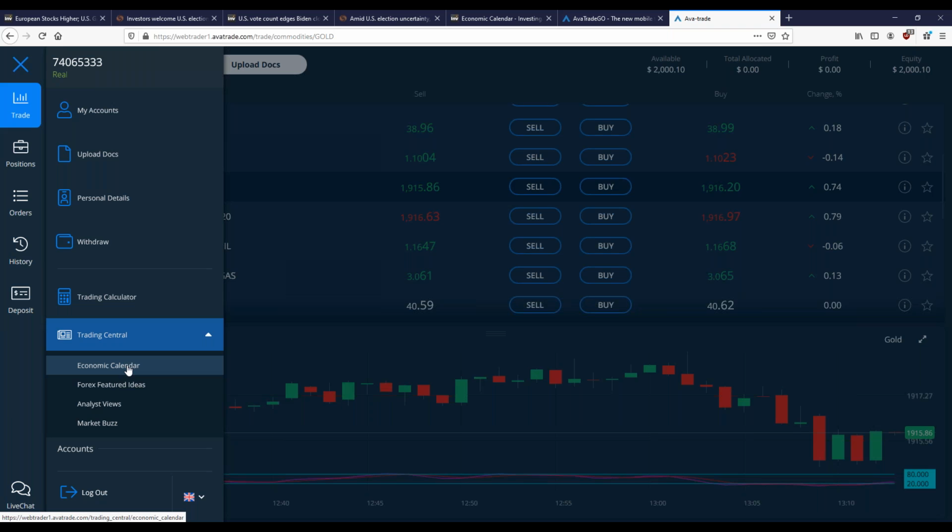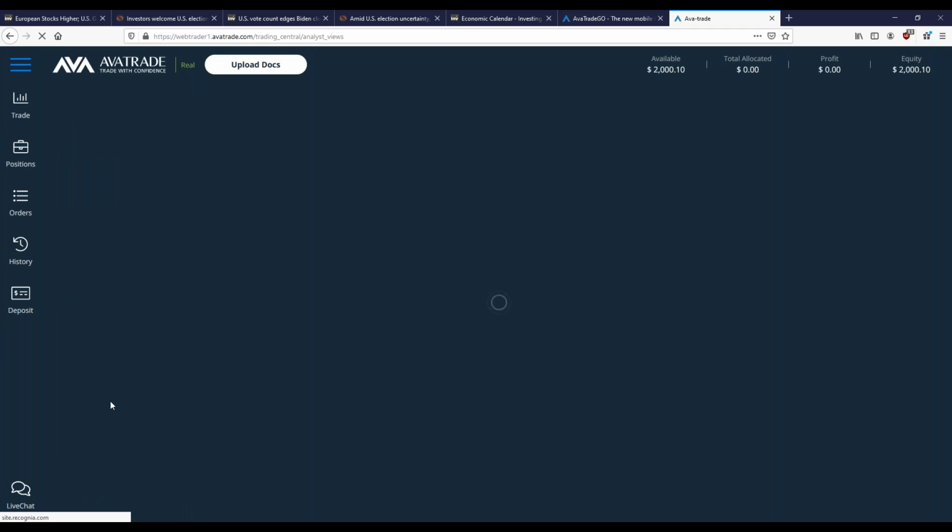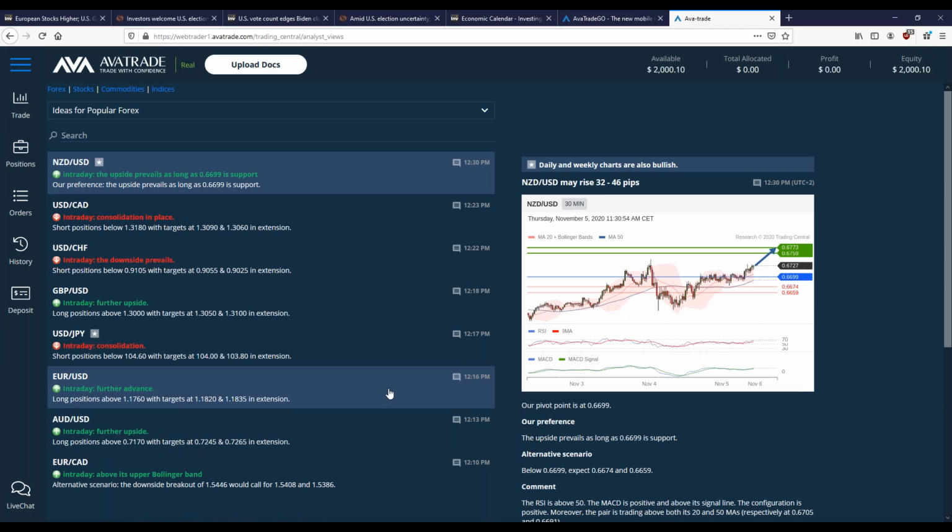You'll see the economic calendar, Forex featured ideas, analyst views. I mean, look, it's like your own signals. I click on analyst views. It tells you right here. You pick the asset. It gives you your technical analysis breakthrough move. It's recommending what direction, what prices in and out. This is your signal for free. Signals right here, right? So you see the move. You can go enter in your trades if you like the ideas.